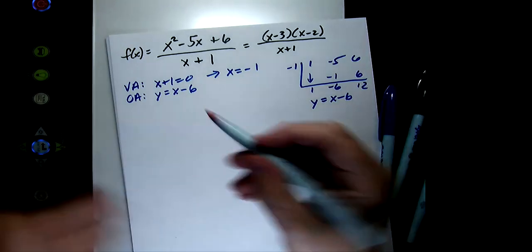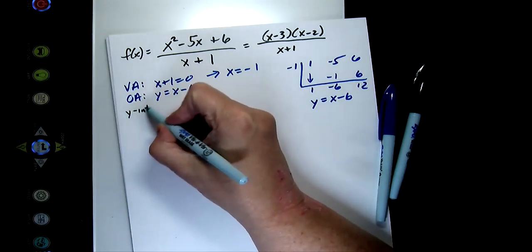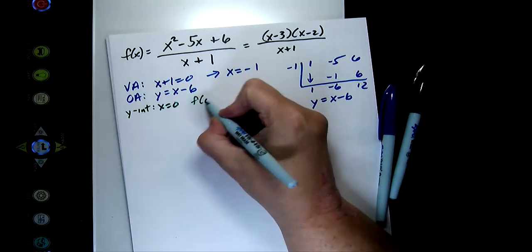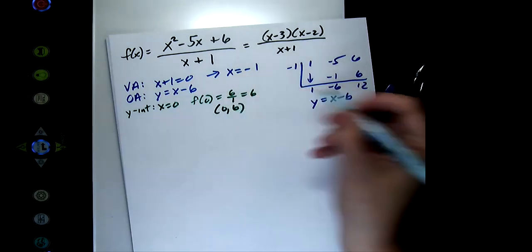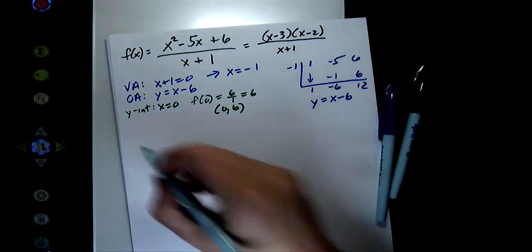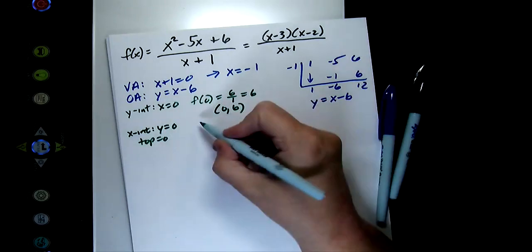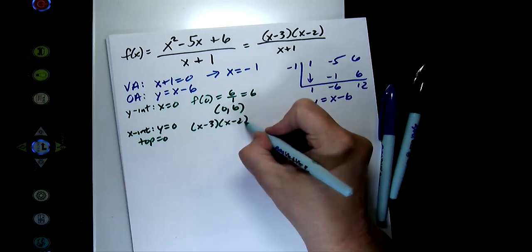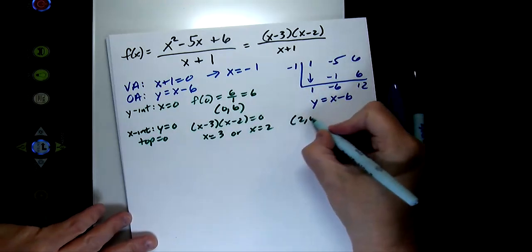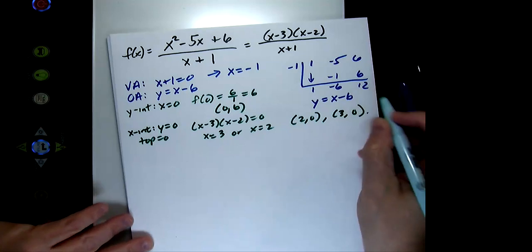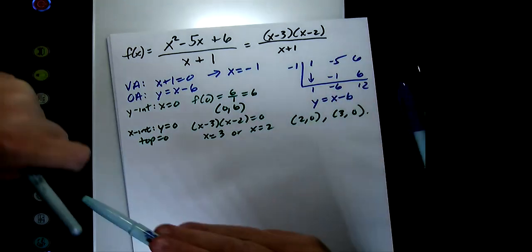We have intercepts. The y-intercept is when x equals 0. F of 0 is 6 over 1, which is 6. So 0, 6. Our x-intercepts are where y equals 0, and this is where the top equals 0. So x minus 3 times x minus 2 equals 0. X equals 3 or x equals 2. So 2, 0 and 3, 0. And we're in a position to sketch.